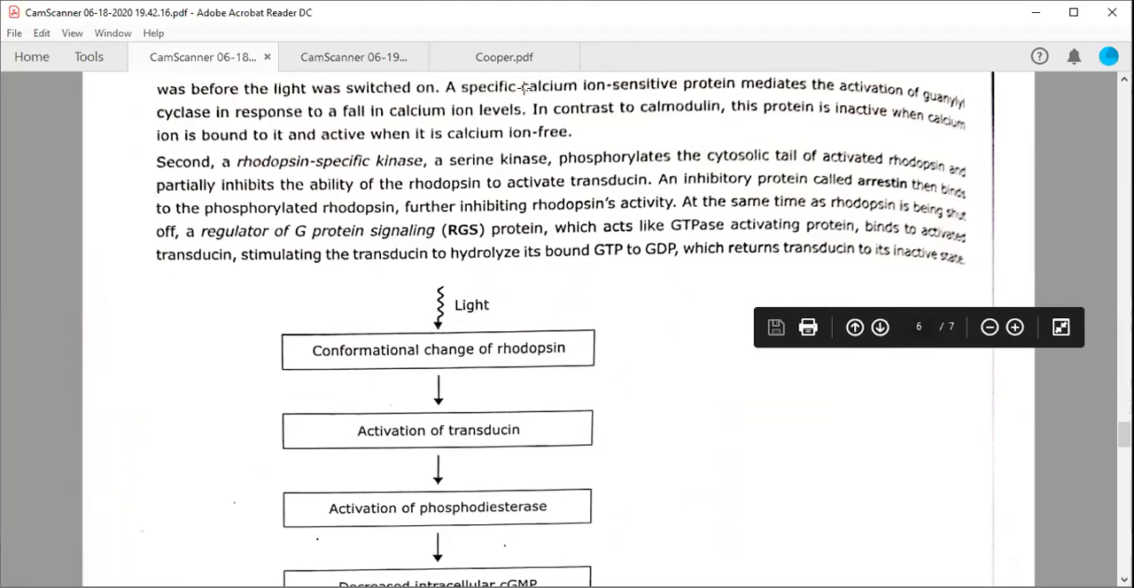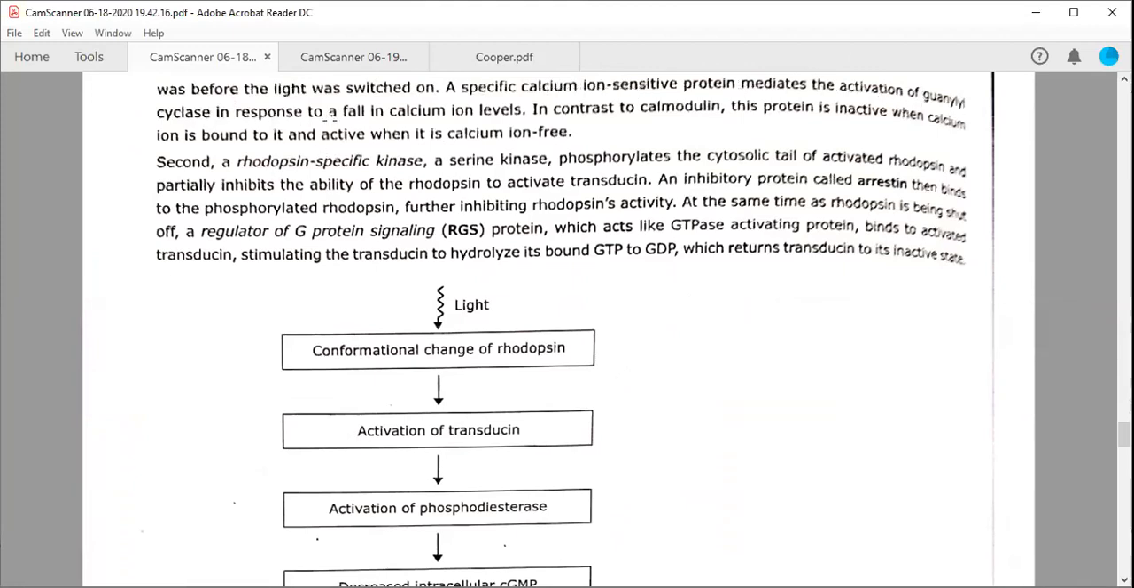Okay, so a specific calcium ion sensitive protein mediates the activation of guanylyl cyclase in response to a fall in calcium ion levels in the cytosol. This is the first type of regulation, in contrast to what comes next.